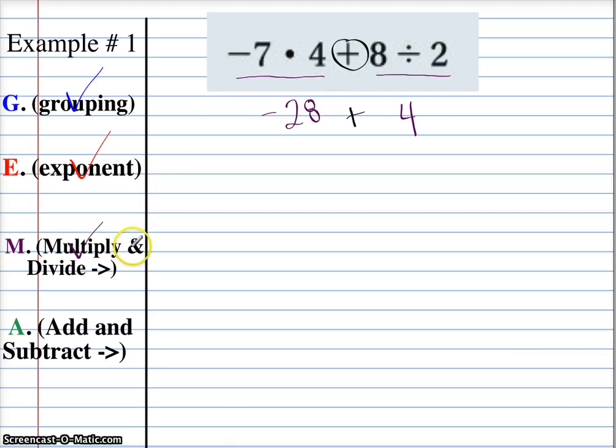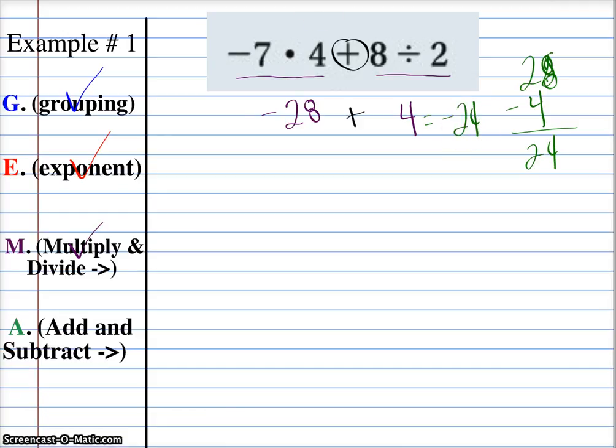Nothing left. Now I can add and subtract. I can add and subtract from left to right. I have negative 28 and positive 4. Well, if I have different signs, I'm just going to subtract. So 28 minus 4 gives me 24. Now, the negatives win because there's more of them. So my final answer should be negative 24.